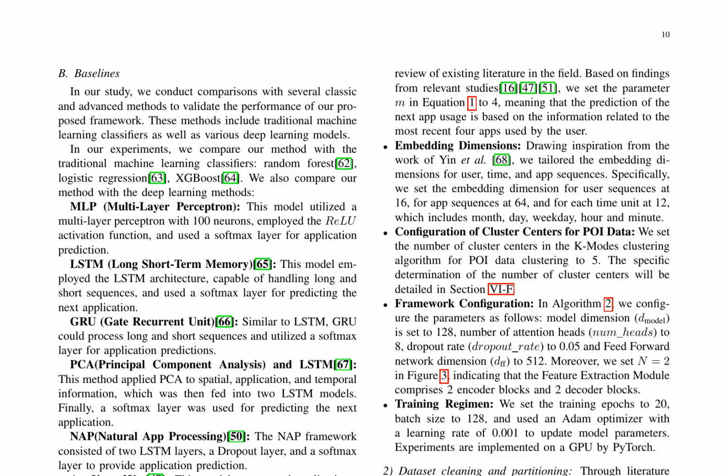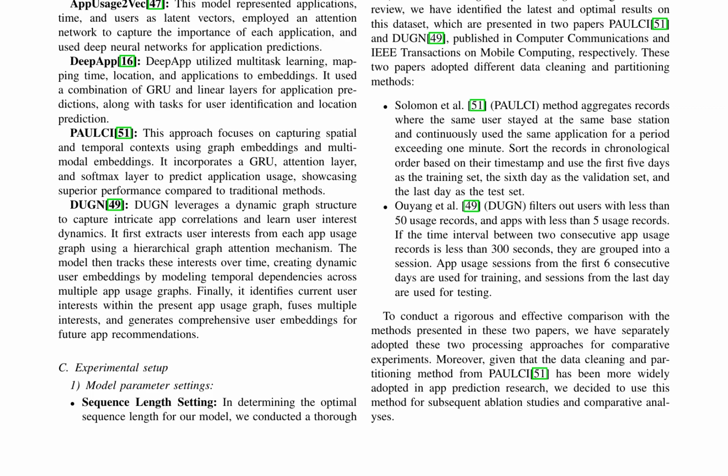The authors also discuss the importance of data cleaning and partitioning, adopting different methods from PAULCI and DUGN for comparative experiments. Overall, the paper presents a novel approach to enhancing next app usage prediction by leveraging cross-modal data fusion. The proposed method shows promising results compared to existing baselines and state-of-the-art models, demonstrating the potential of integrating app and POI data for improved prediction performance.